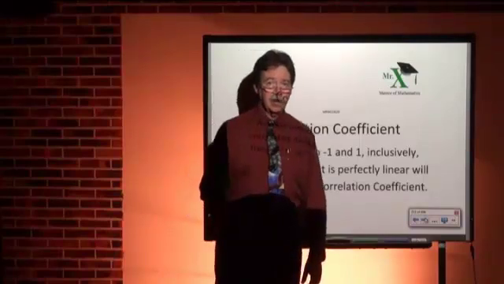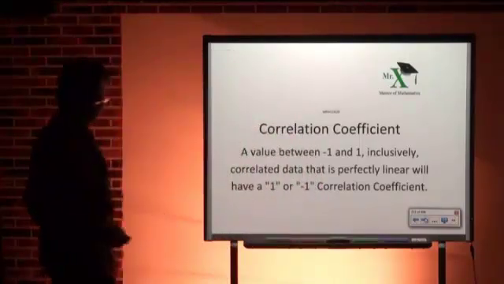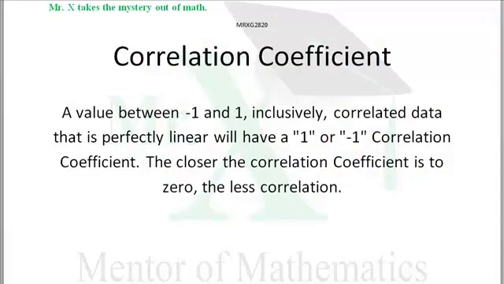Hi, Mr. X with glossary term correlation coefficient, usually designated with a small case r. Doesn't have to be, but that's what a lot of folks use. It's a value between -1 and 1 that indicates how closely the data is correlated to falling on a line. And if there's not much correlation at all, it'll be a number close to 0.